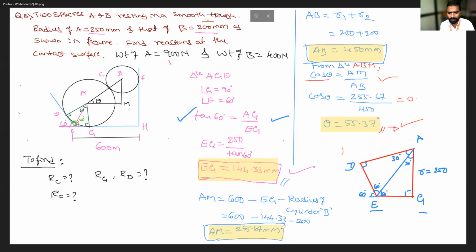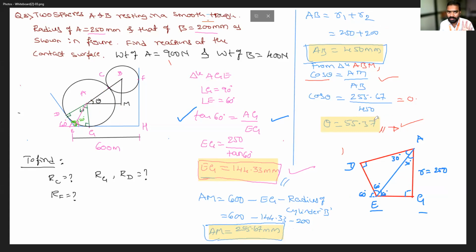Once you get the value of EG, then you have to find out the AM value. So how to find out the AM value? You have to take total 600 minus EG minus radius of the cylinder D. So that you will get 255. Next, again from this triangle, I want the value of AB. So AB is equal to R1 plus R2. Next, I want theta. I know AB. I know AM. So applying cos theta, you will get 55 degree.